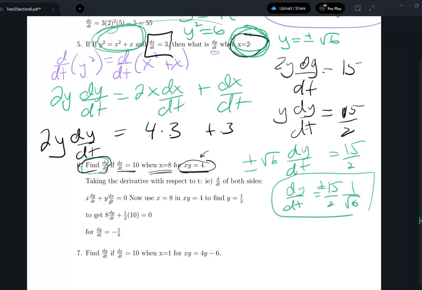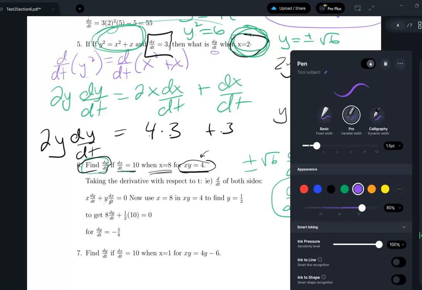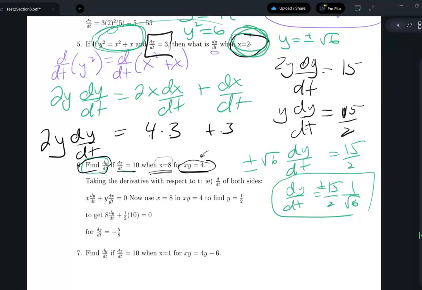So now let's plug the information in. So if I plug in x equal 8 right there, and if I plug in dx over dt is 10, there it is. What am I left with? I don't have what y is equal to. So I put the x equal 8 back into the original problem, and that'll tell me what y is.